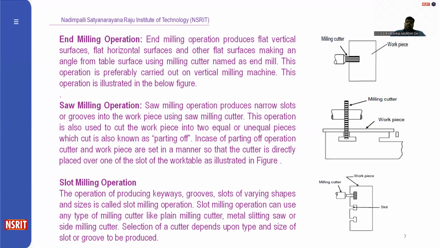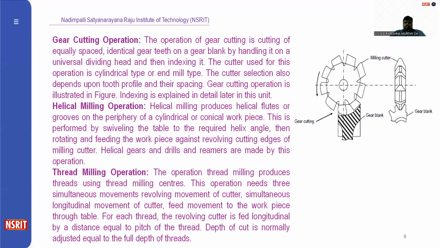And next is slot milling, which is used to produce keyways, and grooves or slots of varying shapes can be produced. Here the cutter depends upon the type and size of the grooves required. The gear cutting operation I need not explain, because everyone has performed it in the laboratory. In addition, thread cutting can also be done using a milling machine.